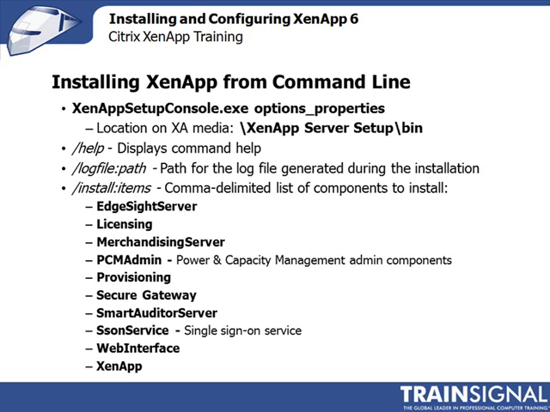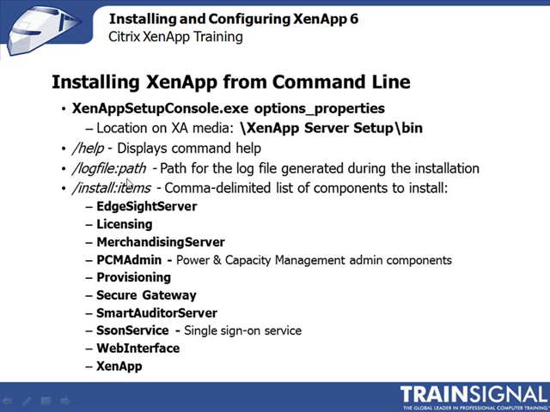So for starters, to locate the XenApp setup console.exe, which is the main file that you're going to run with different options and syntax, it's located on the XenApp media, CD or DVD or ISO, whichever one you've downloaded, in the XenApp server setup directory under the bin directory. Once you have that, you'll be able to run the command XenAppServerConsole.exe and specify options and optional properties. For starters, if you do a /help, it's going to display commands and help.